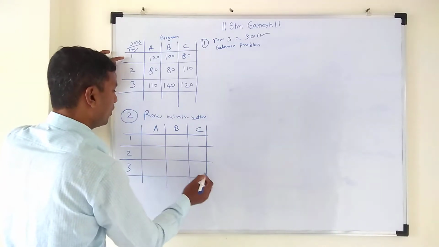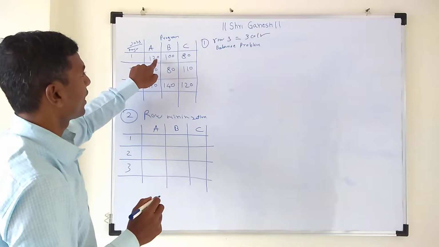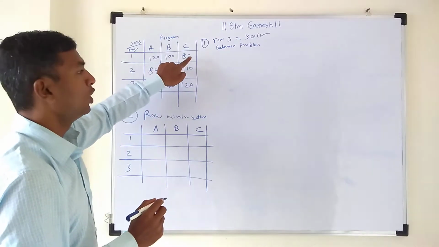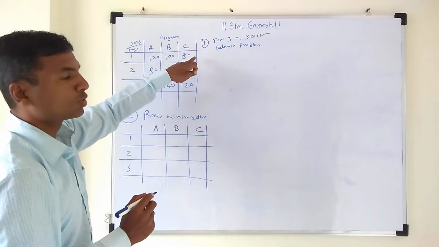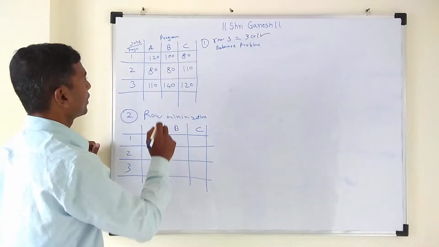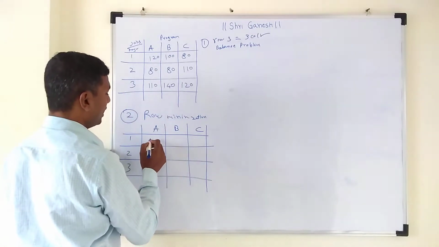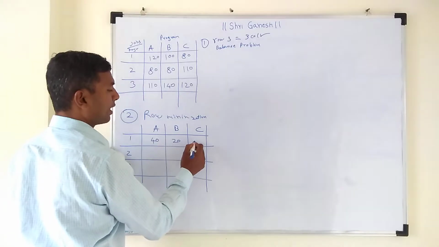Now we have to perform the row minimization. We are going to select the first row. In the first row there are 3 values: 120, 100 and 80. Out of that, which one is the lowest value? 80. Whichever lowest value is there, you have to subtract it from all the values. So 120 minus 80, 40. 100 minus 80, 20. 80 minus 80, 0.